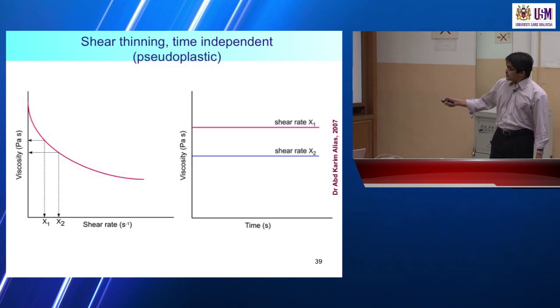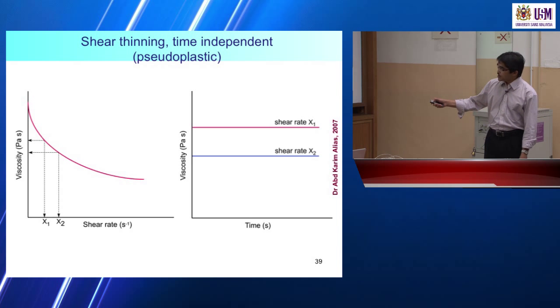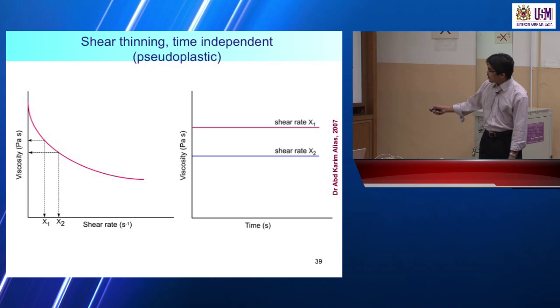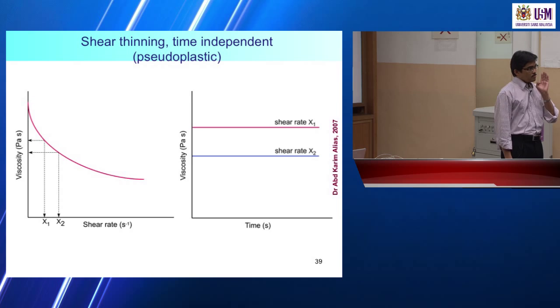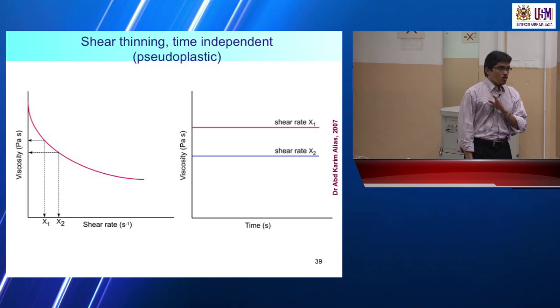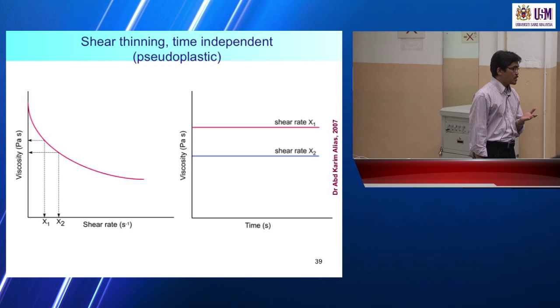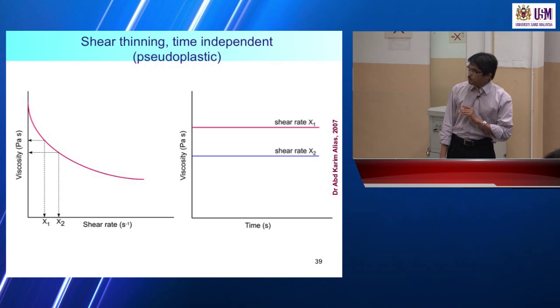But when we increase the temperature, in this case, T3 is higher than T2, higher than T1. So the viscosity at higher temperature is lower than the viscosity at lower temperature. So the viscosity is a function of temperature for Newtonian or even for non-Newtonian fluid as well. So I hope this is clear, at least up to this point.